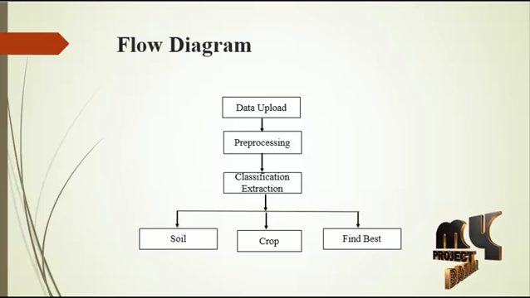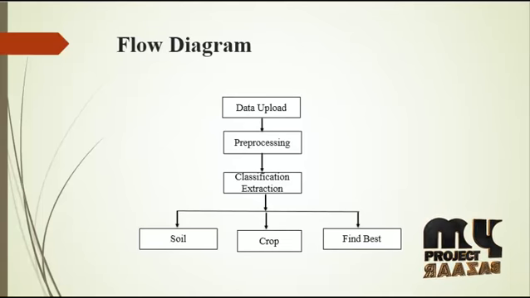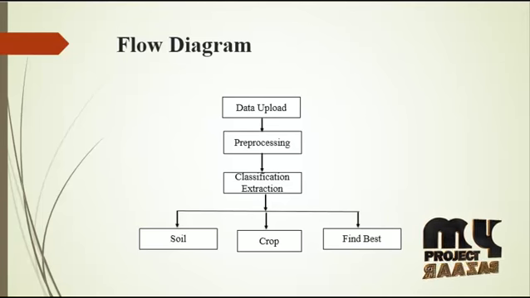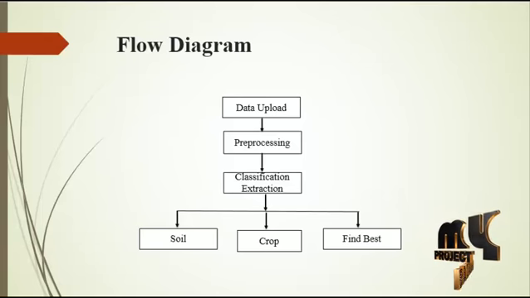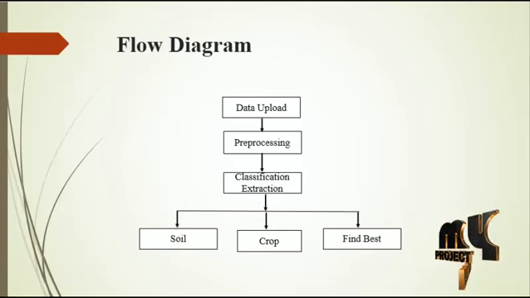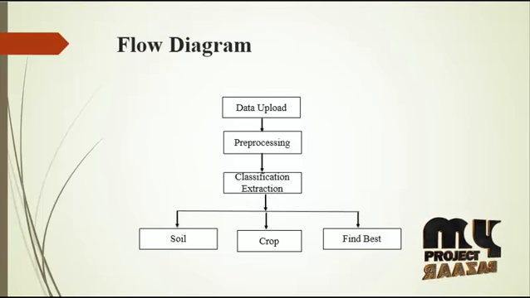And then crop classification. In crop classification, we also use the C4.5 algorithm. Using this algorithm, we classify the crops by which soil they will grow well in. If the crop is mentioned, then it will show in which soil it will grow well, and it also shows the pH values, EC values and soil.